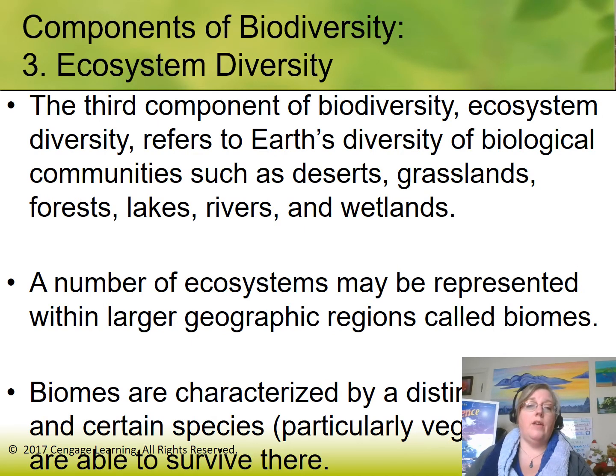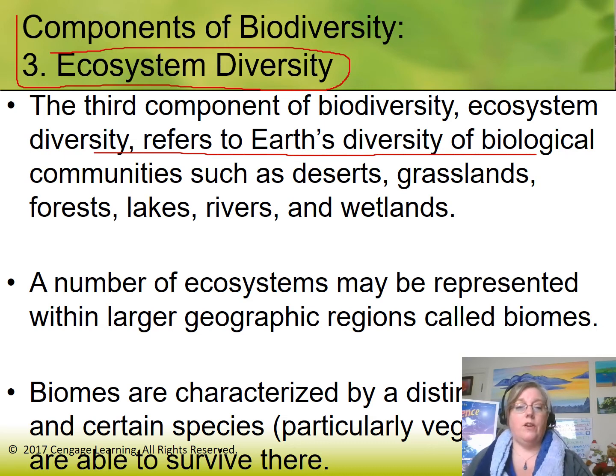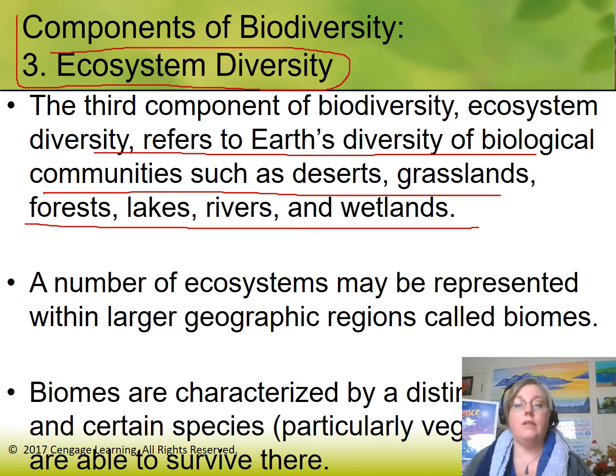The third component of biodiversity is ecosystem diversity. All right, so we have lots of different types of ecosystems within the Earth. The Earth's diversity of biological communities, like deserts and grasslands and forests and lakes and rivers and wetlands. We have tons of different types of ecosystems so that the different animals can be in whichever type of ecosystem they fit. When we start turning everything into a parking lot, we lose all of this ecosystem diversity, and the animals all have to struggle to find a place to be.